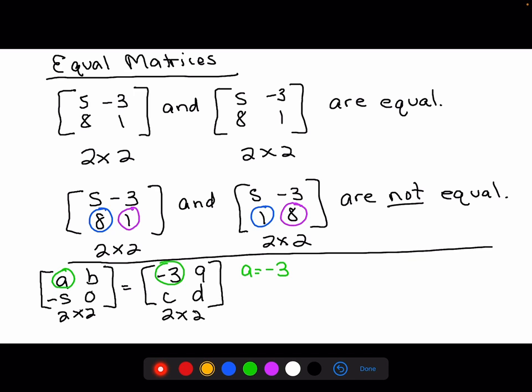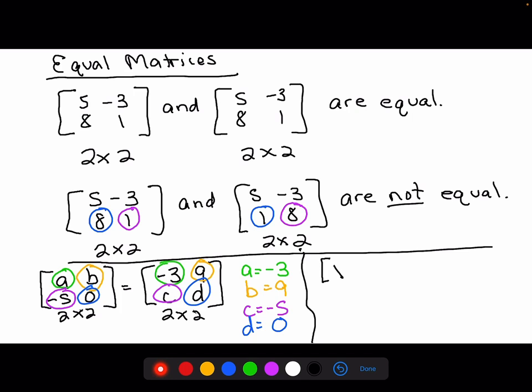Or we can say this B and this 9 are both in A sub 1, 2. So that tells us B has to equal 9. The negative 5 and the C are both in A sub 2, 1. So C has to be negative 5. And then the 0 and the D are in A sub 2, 2. So D has to be 0. So we can see that those match up and they're equal, so those values have to be the same.